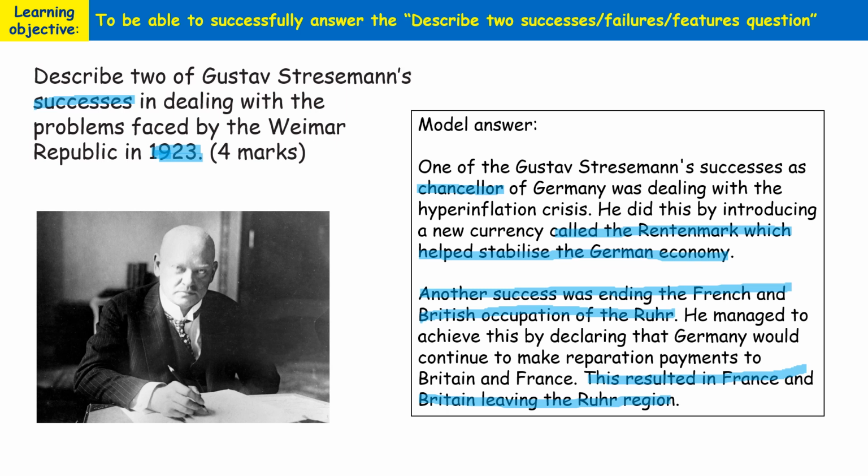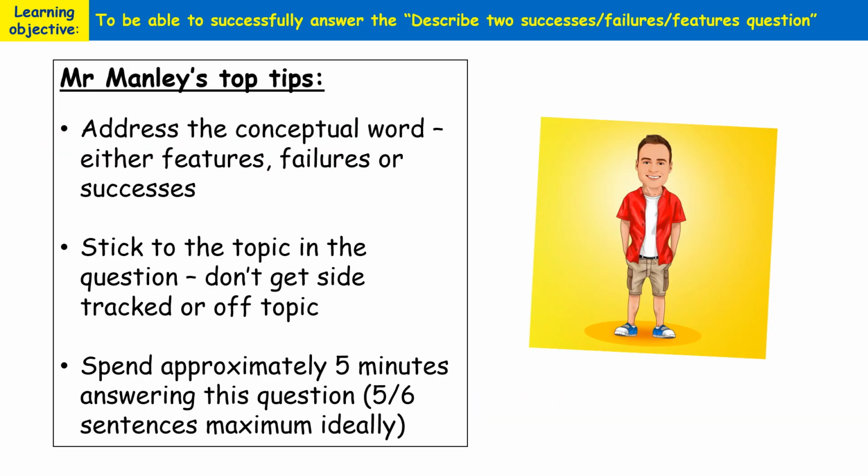It's only 5 sentences long. You don't need to write any more than that for this type of question. So just to recap my top tips again. Address the conceptual word in the question, either features, failures or successes. Stick to the topic in the question. Don't get sidetracked or go off topic, and spend approximately 5 minutes answering this question.